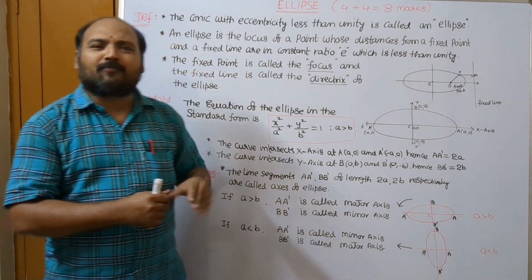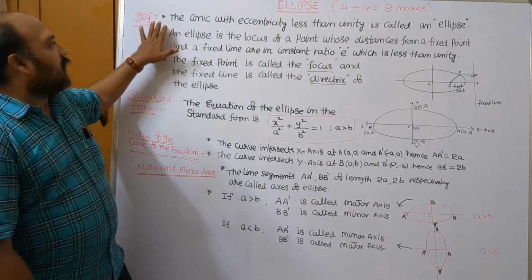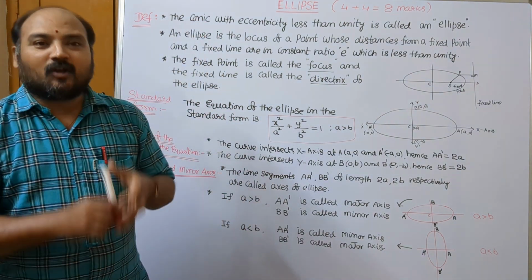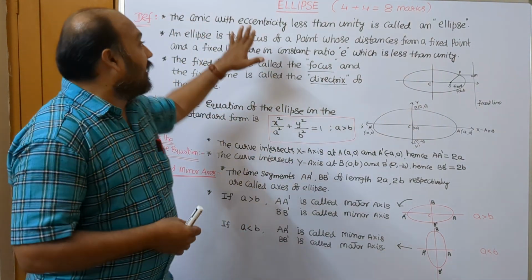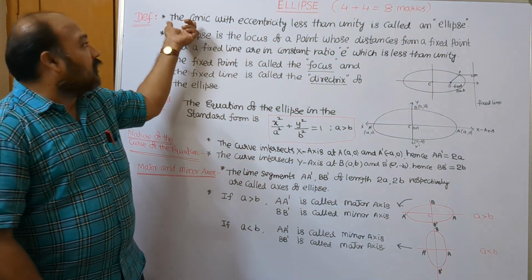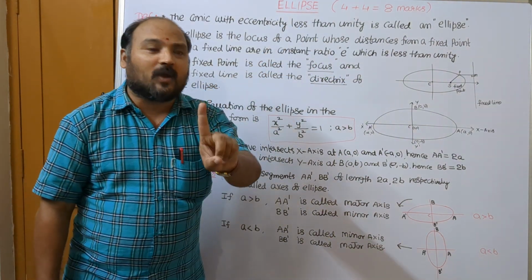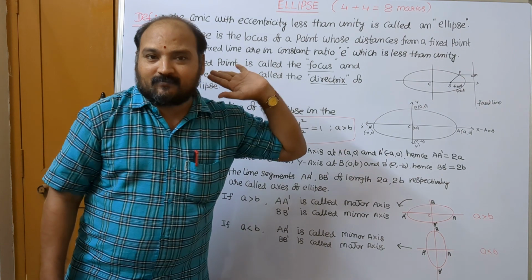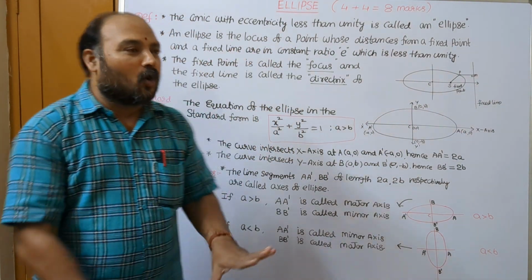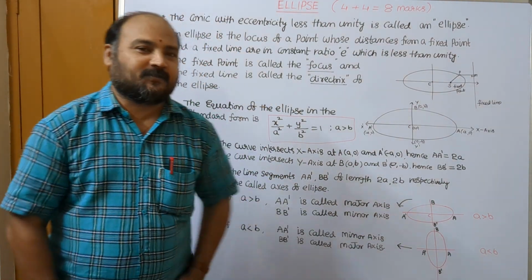So what is the meaning of ellipse? What is the definition of an ellipse? Here, the conic with eccentricity less than unity. The conic section whose eccentricity is equal to 1 is called the parabola. The conic section with eccentricity less than unity, meaning less than 1, is called an ellipse. So the simple definition: the conic with eccentricity less than 1 is called an ellipse.